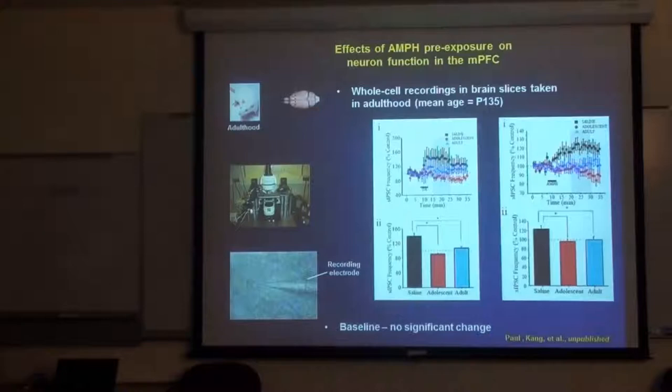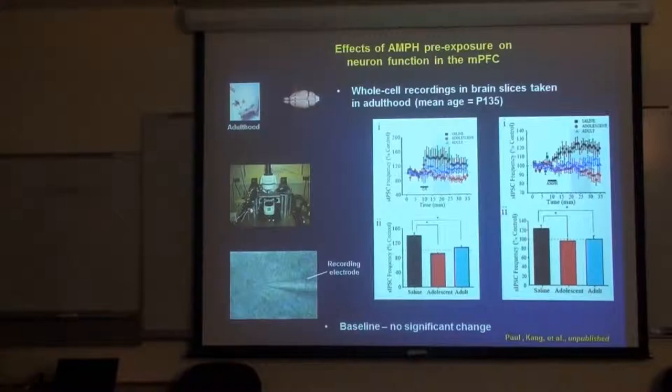So we looked at this on a physiological level by using in vitro electrophysiology with Lee Cox's lab. And what we were able to determine is that both adolescent and adult exposed animals show changes in the functioning of medial prefrontal cortex neurons. And I won't get into the details of this so we can talk about these papers. But what it basically shows is that the level of inhibition in this brain structure and the ability of dopamine to influence inhibitory signaling in the prefrontal cortex is compromised in animals who got amphetamine during either adolescence or adulthood.